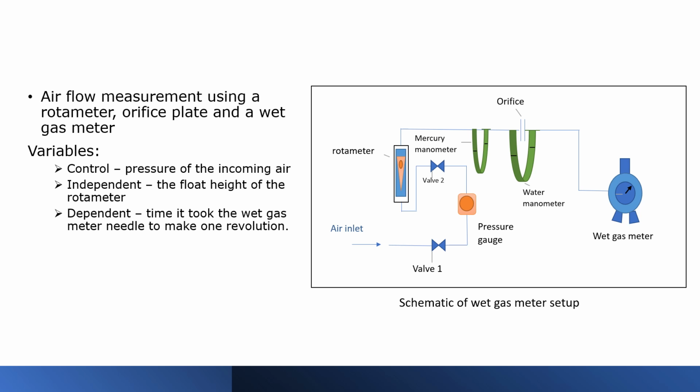Airflow measurement using a rotameter, orifice plate, and a wet gas meter. Valve 1 was opened for the entirety of the procedure, and the pressure gauge was used to maintain air inlet pressures. Valve 2 was varied to desired float heights of the rotameter. The mercury manometer was used to measure the pressure in the pipe system, and the water manometer was used to measure the pressure drop across the orifice meter. The time it took the needle of the wet gas meter to make one complete revolution was recorded.